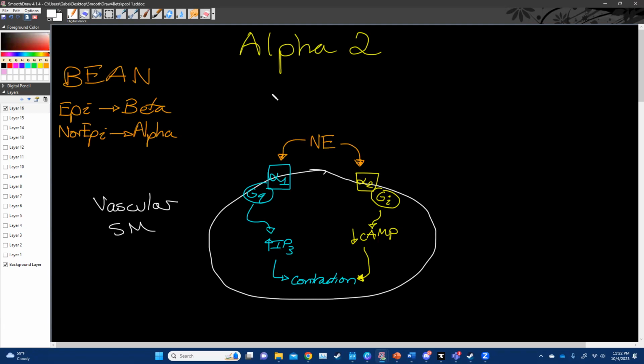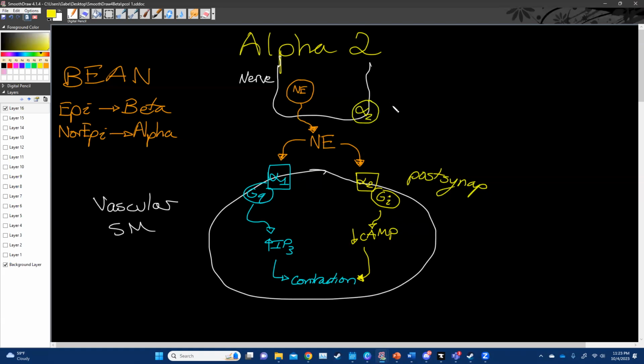So for example, here we have the nerve, and the nerve is going to have that vesicle that's full of norepi. And when the signal comes down, it releases norepi into the synapse, and then we get our stimulation. What's interesting about alpha-2 is that it exists both post-synaptically and presynaptically.